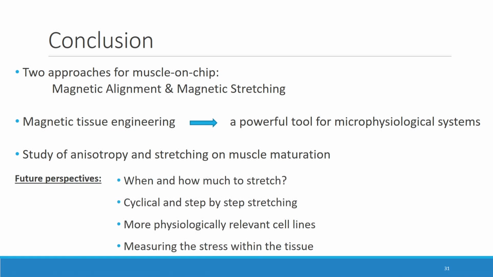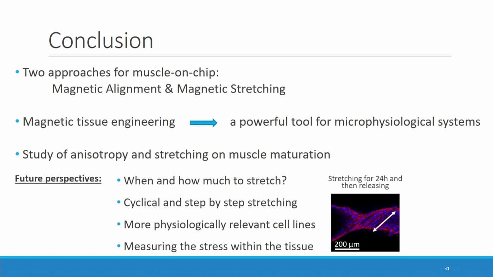And there are, of course, a lot of things we still want to do with magnetic stretching, especially to optimize muscle maturation. We want to know when and how to stretch to optimize maturation. For example, recently we started stretching for 24 hours and then releasing the tension. And when we do that, we do create some fibers, but they're just not in the right direction. They're at 45 degrees compared to the whole tissue, which shows that there's still a lot of things we need to understand better in muscle maturation and the impact of stretching.